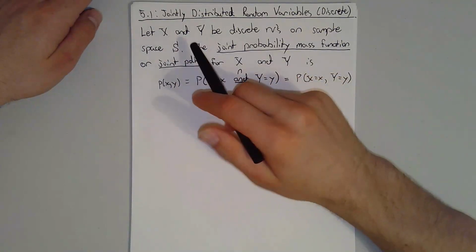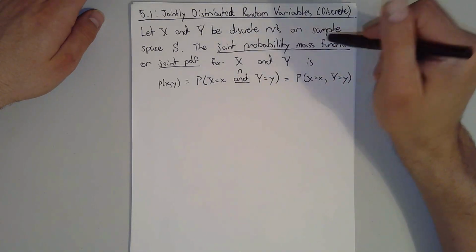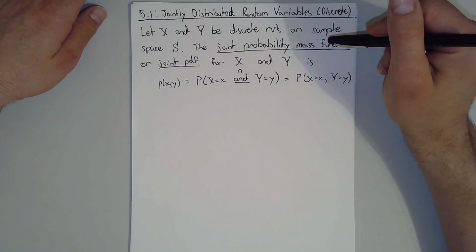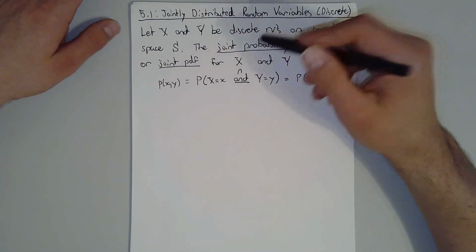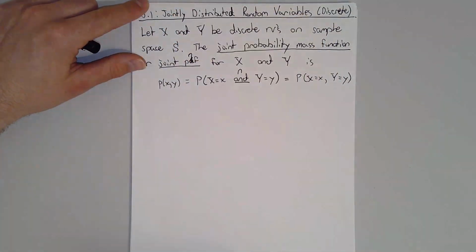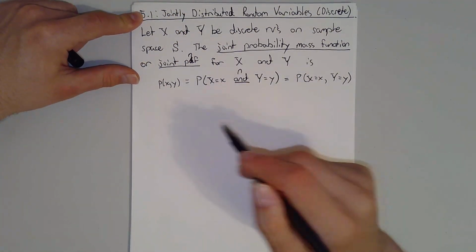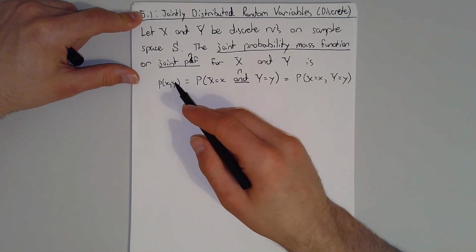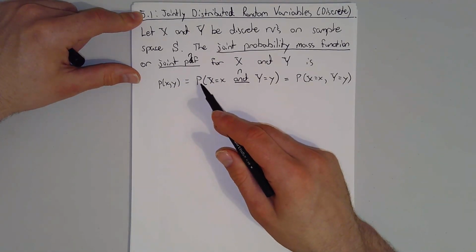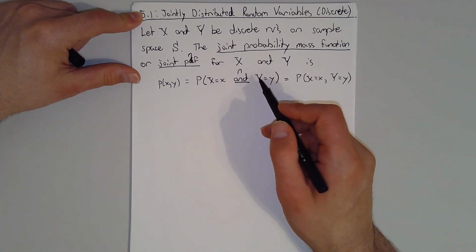To begin with, let capital X and capital Y be two discrete random variables on a sample space S. So they're both defined on the same sample space. Then the joint probability mass function, or joint PMF, not PDF, it's PMF, probability mass function, for x and y is given as follows. It's denoted by little p still, but it has two inputs, little x and little y, and is defined in the following way. It is the probability that capital X takes on the value little x and capital Y takes on the value little y.